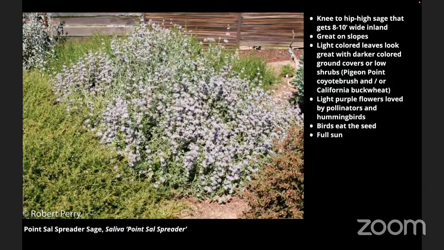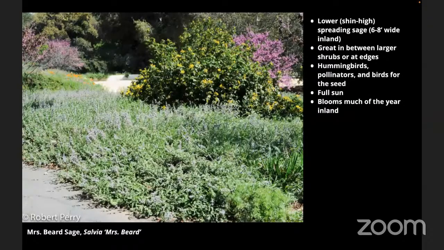Another one that you can also mix right in with that is Point Cell Spreader. This is a sage that's large and knee-high, but we'll get 8 to maybe even 10 feet wide, has a lighter foliage and these very light purple flowers. And then a great ground cover that stays a little bit lower is Mrs. Beard Sage. We have this prominently featured in our park here at the Waterwise Community Center, and that's going to be knee-high at the most, 6 to 8 feet wide or a little bit more, and flowers for us here so much of the year.